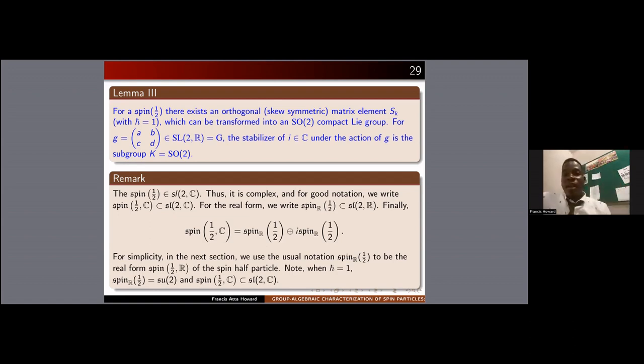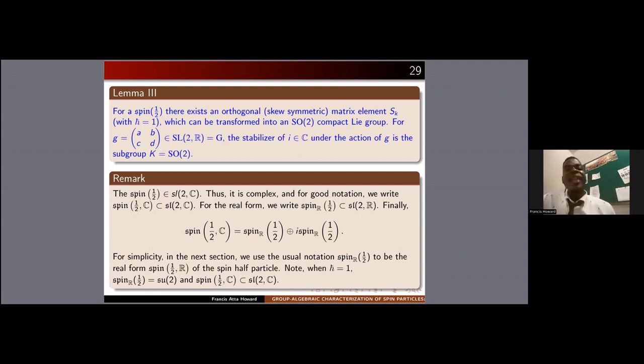We just take the SK and do an exponentiation of the SK matrix. When we do an exponentiation of the SK matrix, we notice that we have cos theta, sine theta, minus sine theta, cos theta. And this is just a rotational matrix, which is compact. And it's a compact subgroup. We shall see the nature of the compact subgroup when we get to the Iwasawa decomposition.